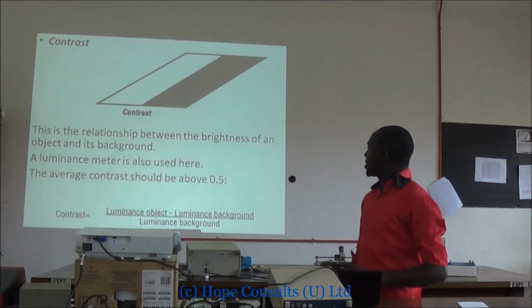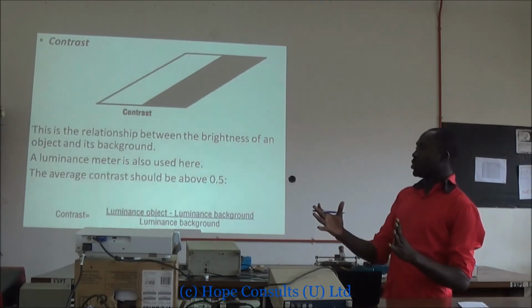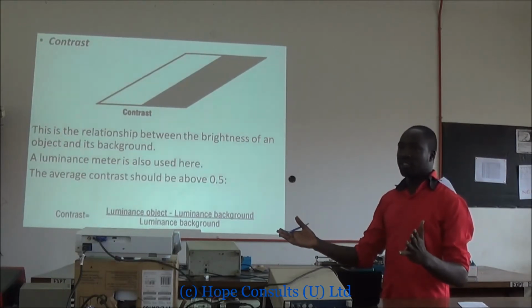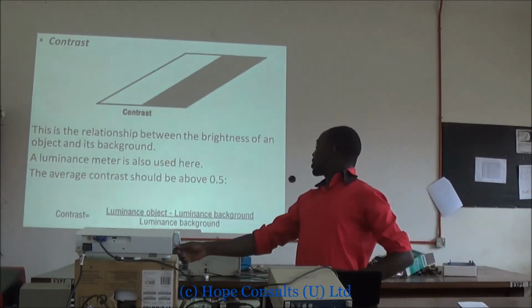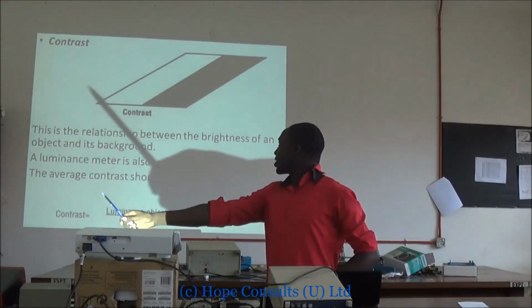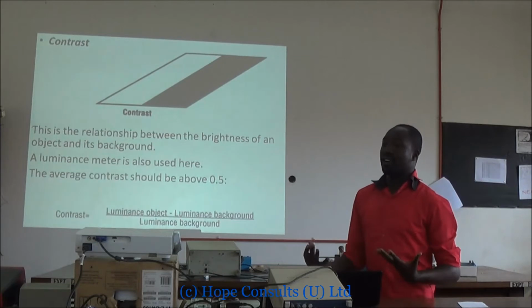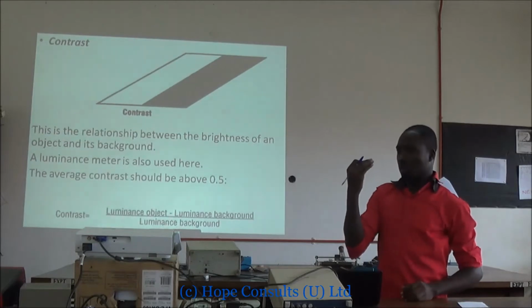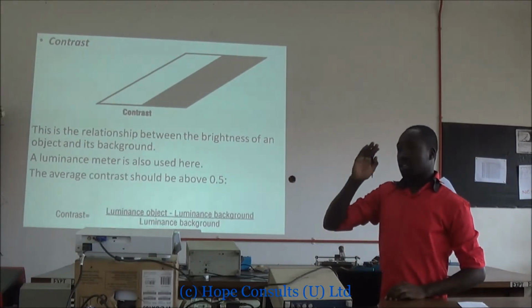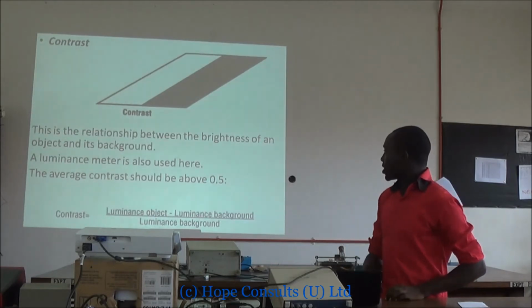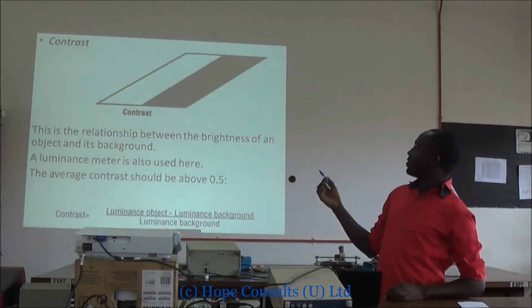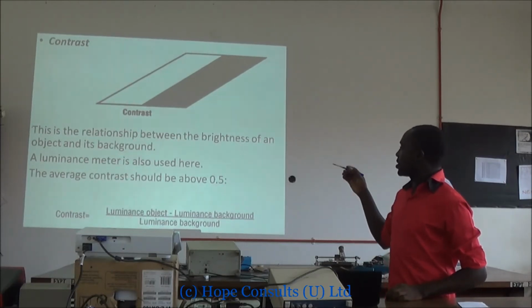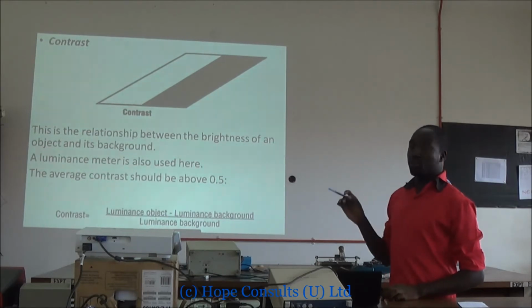Then the other one is contrast. That is to show us how clear or how dark a given surface is compared to the rest. So you can see the first one is dark, then the other one is bright. We can also have cases of improper lighting being reflected to the eye on a surface just because the two surfaces have different contrast. So the relationship between the brightness of an object and its background is what we call the contrast. The luminance meter is also used here to measure.